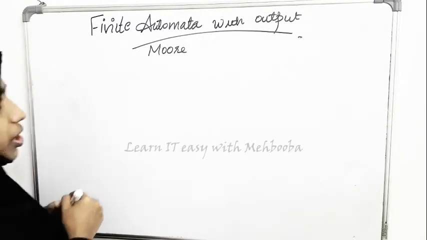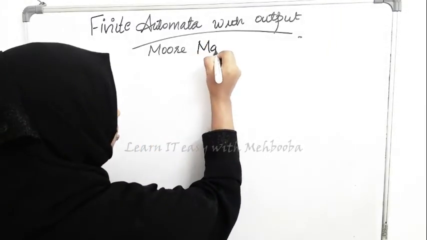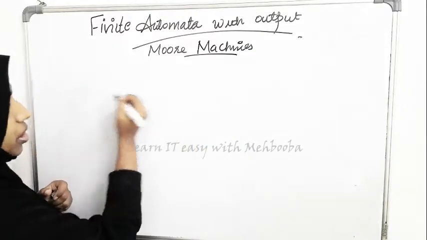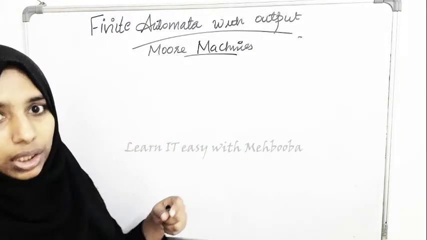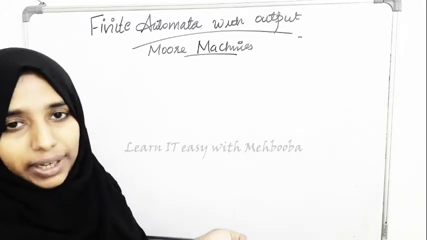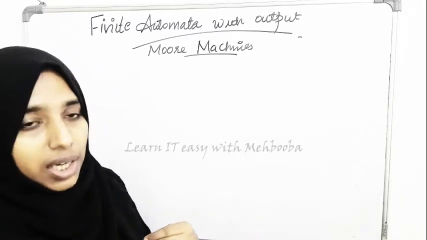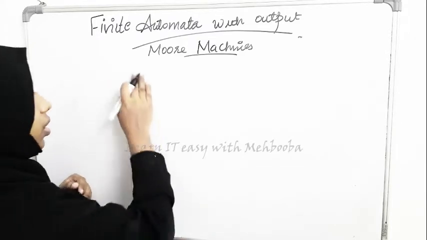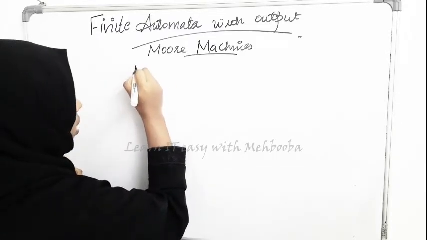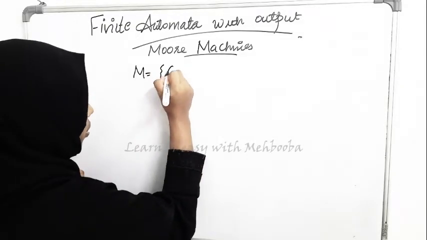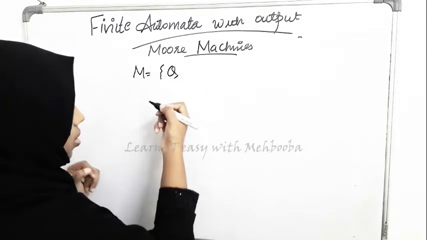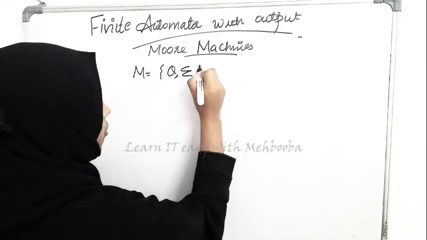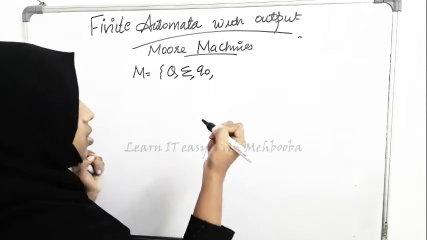In a Moore machine, as I told, output is associated with each of its states. A Moore machine is a 6-tuple. The DFA and NFA are actually 5-tuples, so one extra entry is added in the Moore machine. So M is Q, the same Q as in a DFA or NFA, the set of states, sigma, the input alphabet, Q0, the starting state.